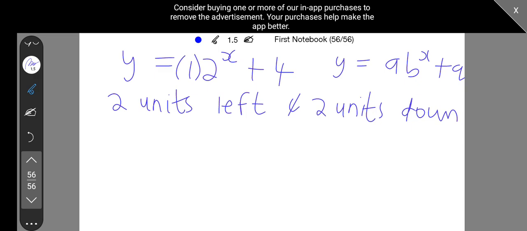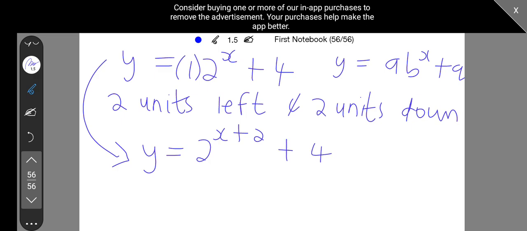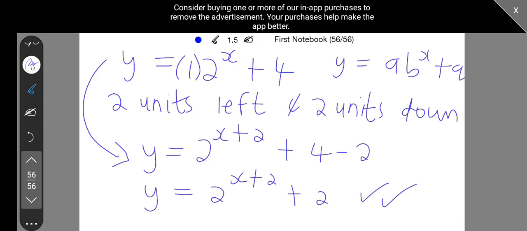So let's do it. The second graph, the shifted graph, is going to be y = 2 to the power of x. Because we are going to the left, we're going to add 2. They said 2 units left, so when we're going to the left, we add 2. And on the 4, they're going 2 units down, so we're going to subtract 2. At the end, we have y = 2 to the power of x plus 2, plus 2. And this is the deviated graph, which has deviated from this one. I hope it is clear.